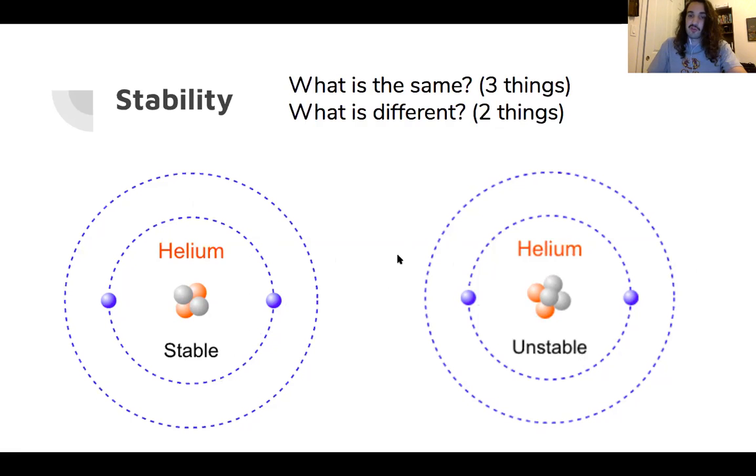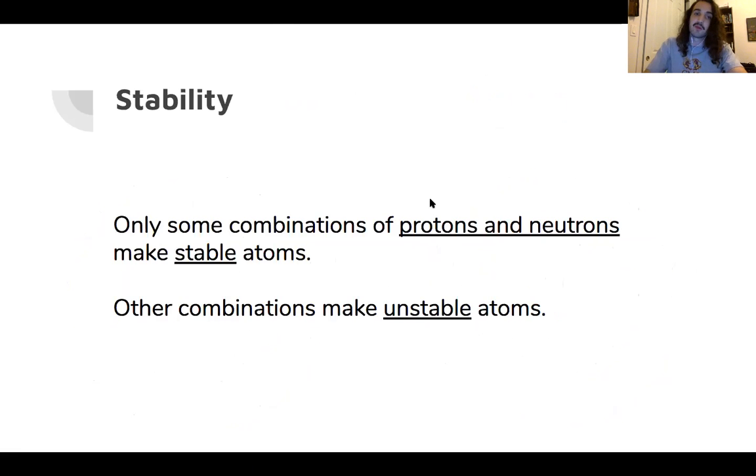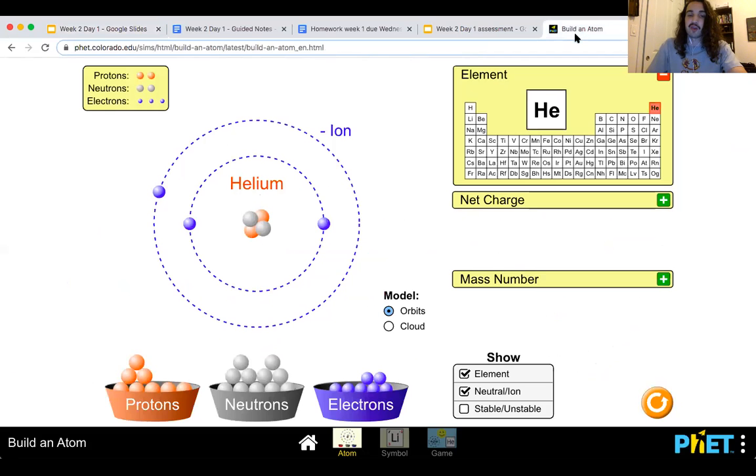I want to show you, because you clearly probably remember this from our assignment here, the way that you show that on the simulation is down here. It says show, element, neutral ion, stable, unstable. You click that, boom, stable shows up. Add another neutron, unstable. Take it away, stable again. That's a quick little hint.